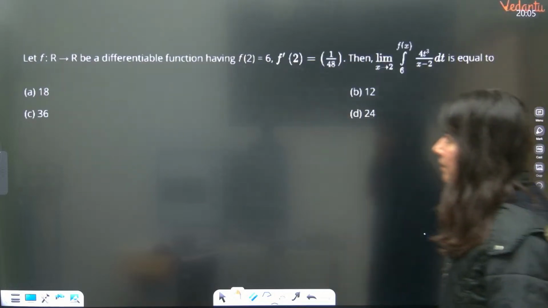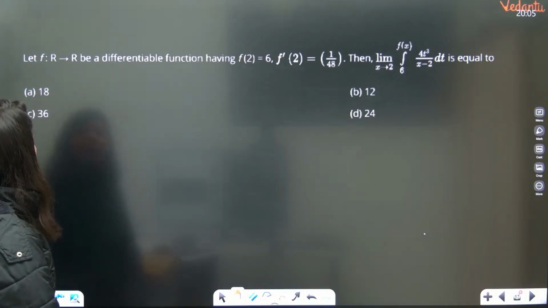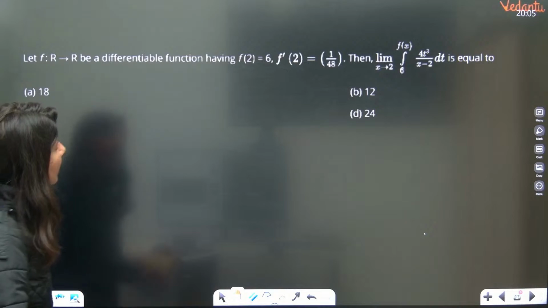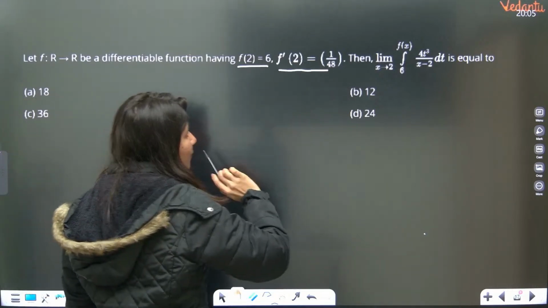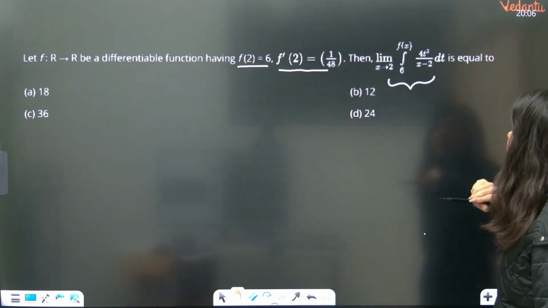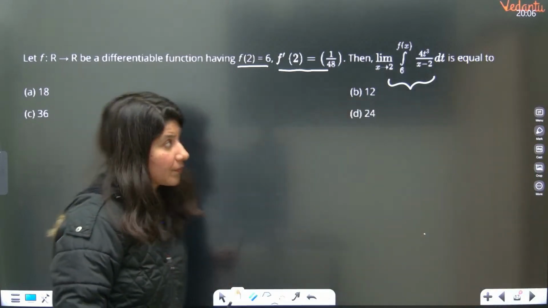Okay. This question, let's do this question. Let f from R to R be a differentiable function having f of 2 given as 6, f dash 2 is 1 by 48. Then the limit of this is what? Okay, so this is a clear-cut question of Leibniz theorem.